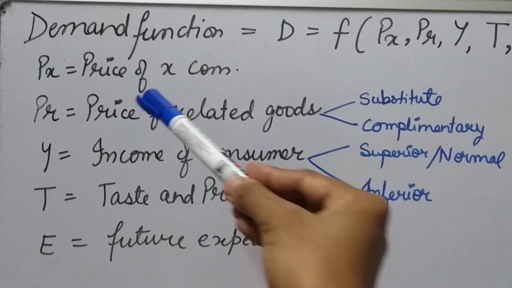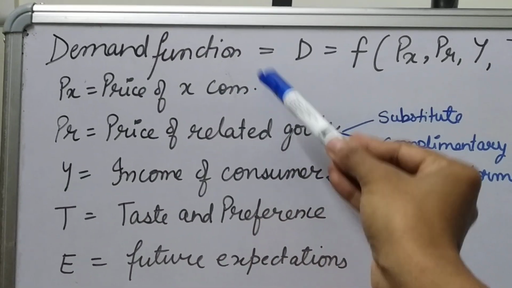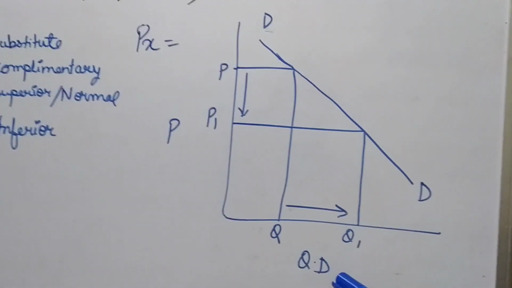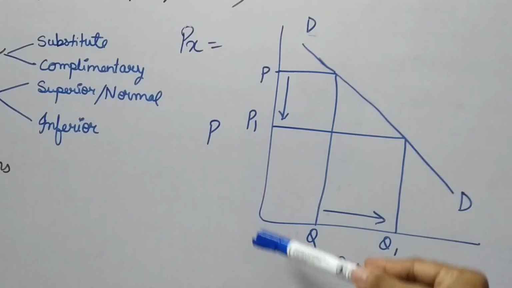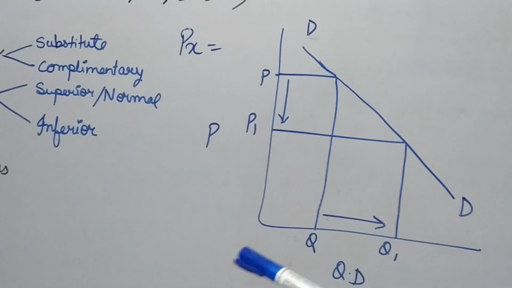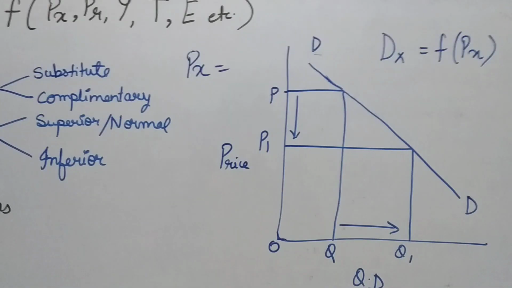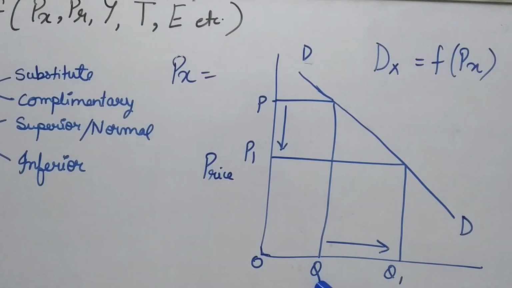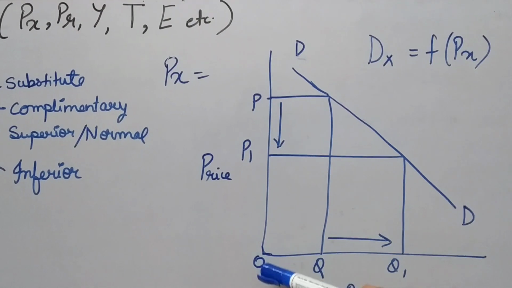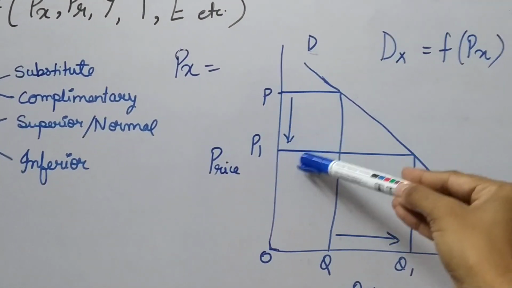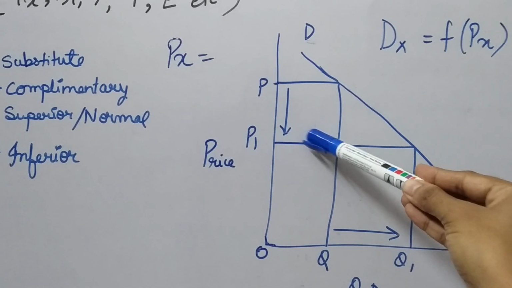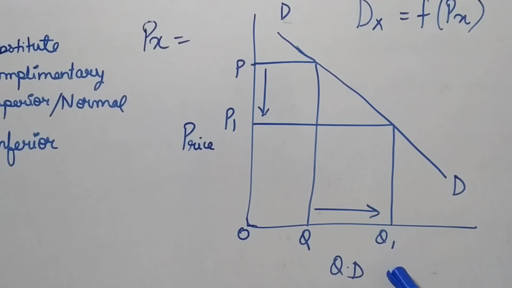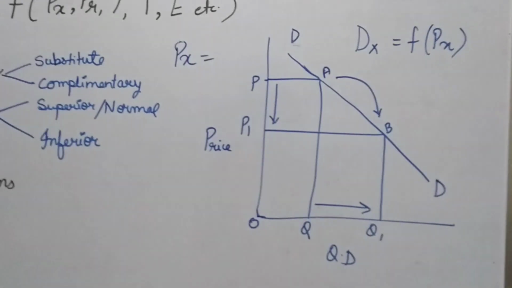So now let's start with the first factor, that is the price of X commodity. Okay, so price of X commodity, here is the diagram. On the X axis I am taking quantity demanded of the X commodity and on the Y axis we are taking price. Now first of all we can see when the price is OP, at that time the consumer was consuming only OQ units of the commodity. When price reduced from OP to OP1, that means this much reduction is there in the price, so the consumer will consume more units of that commodity, so he will increase his consumption from OQ to OQ1. So the point will shift from A to B.